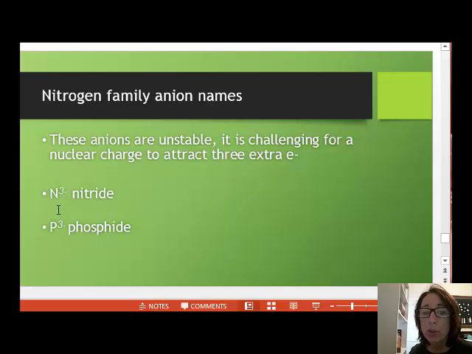Capital N, or nitrogen with a -3 charge, is known as nitride. Capital P, or phosphorus with a -3 charge, is known as phosphide. These anions have 3 more electrons than their respective atoms and have completely different properties than the atoms. Notice that all of the monoatomic anions end in the suffix "ide."